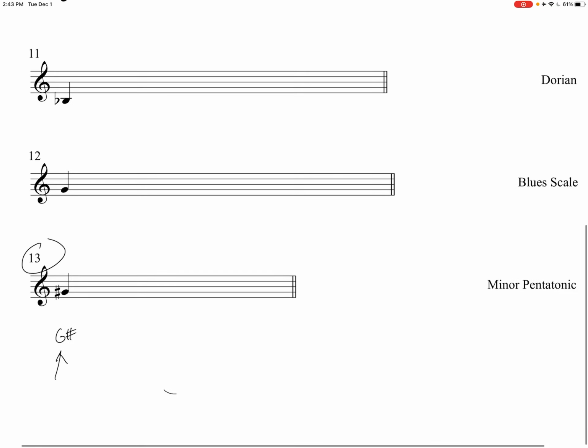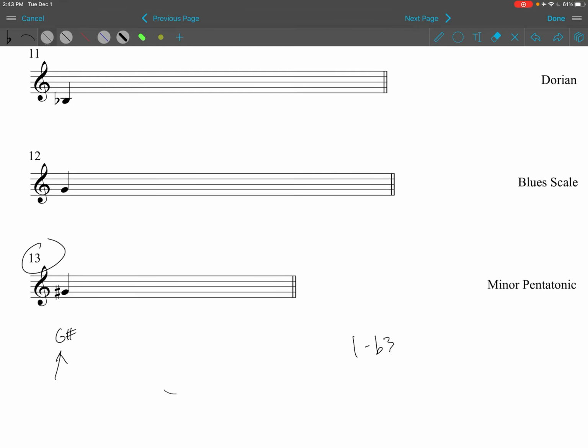Okay, I'm dealing with 1, flat 3, 4, 5, flat 7, and 8. Okay, so I got my G note. I don't have a 2, so I'm not going to put that in, but I will put in a B of some kind because that's going to be my third. I'm going to have a fourth. I should have just written the formula over here. My fourth is going to be a C. My fifth is going to be a D. My seventh, I don't know if it's flat or sharp yet, but I know it's going to be an F of some kind. And then my eighth is going to be a G.